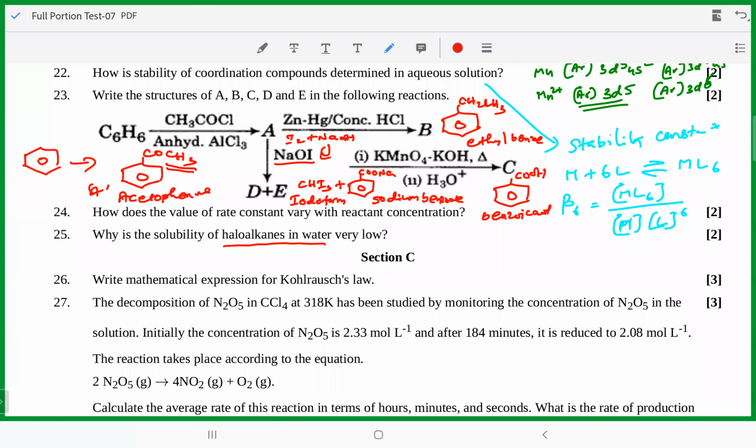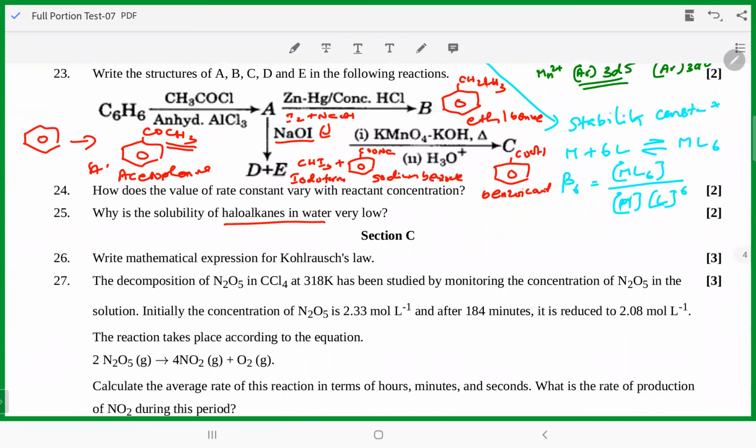Sir, enough energy is not provided when the haloalkane bonds are broken. So it cannot form bonds with water. Okay. Correct. Then okay, the next one.